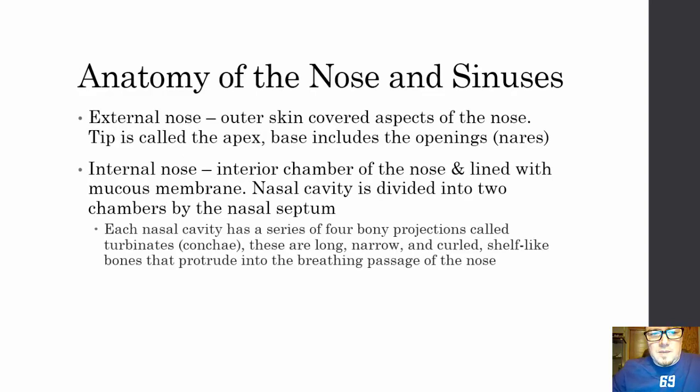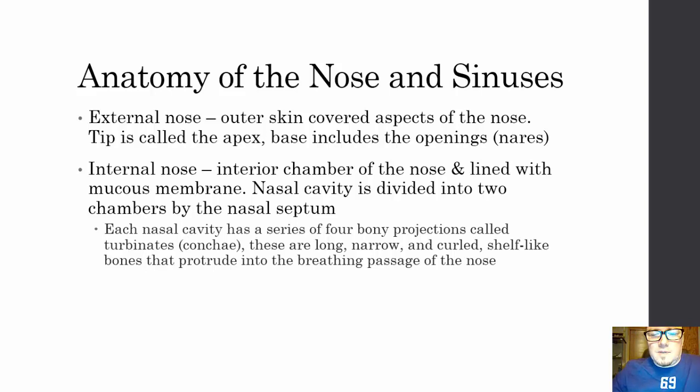So as we look at the anatomy of our nose, the external part is just the outer skin, which covers all those features of the nose. The tip is called the apex. The base with the openings are the nares. The internal chamber is lined with mucous membranes. There are pathologies that develop on the mucous membranes themselves.